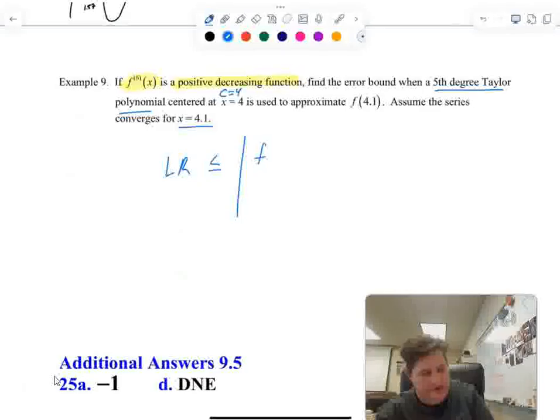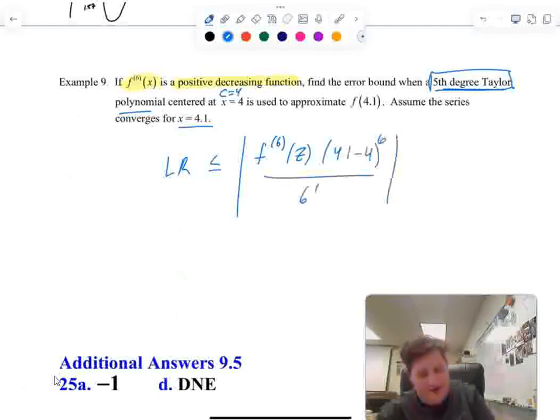Okay? Lagrange remainder, less than or equal to. I just literally write this every time. Fifth degree, next term would be sixth, which is why it gave us information about the sixth derivative. I'm going to put z right there. And then it's x minus c to the sixth over 6 factorial. We're always matchy, okay? 6 derivative, 6 exponent, 6 factorial.